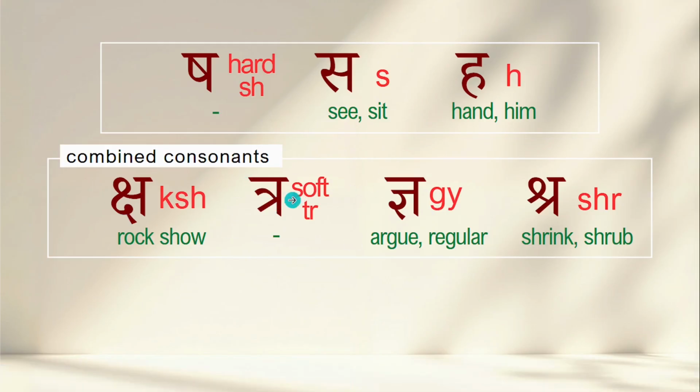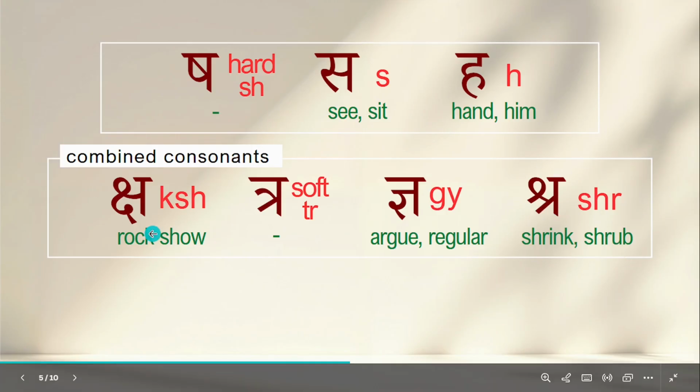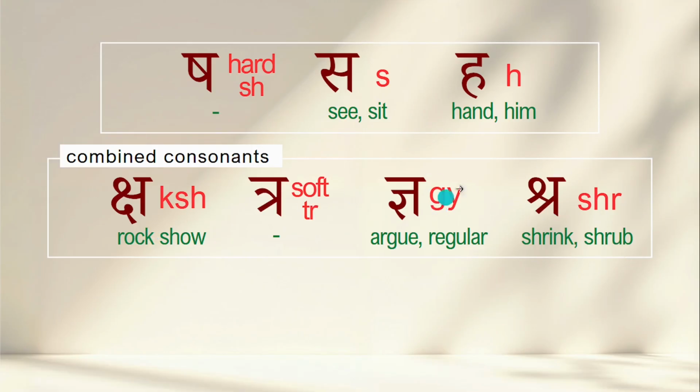So ksha, tra, gya. This is gya. If you say regular, something, it's something close to this, okay? Argue, the gya. So when you say the word gyan, it means knowledge. So that gya is this gya, gyan. Then this is shra, which is like in shrink, shrub, shrubbery. So that's shra. Ksha, tra, gya, shra.